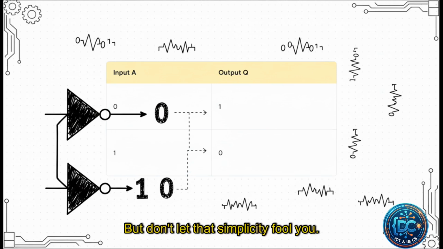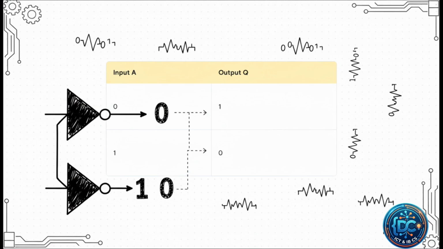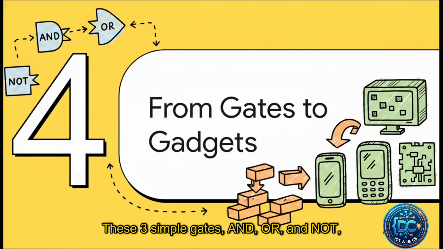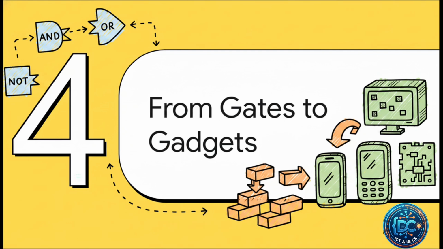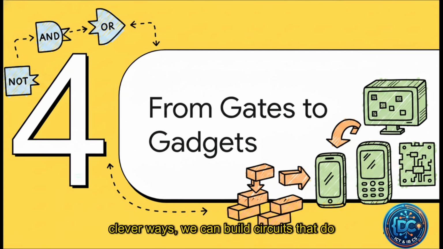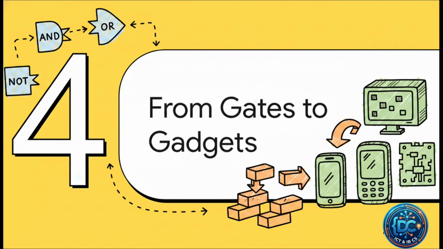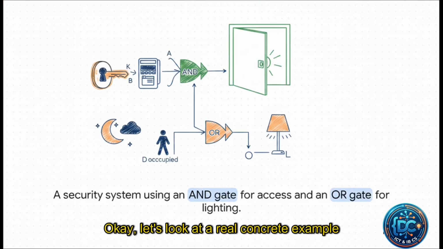But don't let that simplicity fool you. This ability to just flip a signal is absolutely 100% crucial for building anything more complicated. So here's the big takeaway. These three simple gates, AND, OR, and NOT, they're basically the Lego bricks of the entire digital world. By snapping them together in all sorts of clever ways, we can build circuits that do literally any logical task you can think of. I'm talking everything from simple math, like adding two numbers, all the way up to running a full-blown operating system.